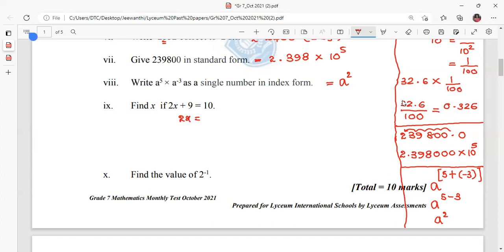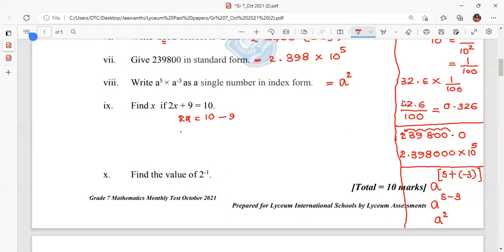Straight away, you can't do that. First, you find the value of 2x. How do you do that? 10 minus 9. What happened? The plus 9 I bring to the other side, then that becomes negative, the 10 minus 9.